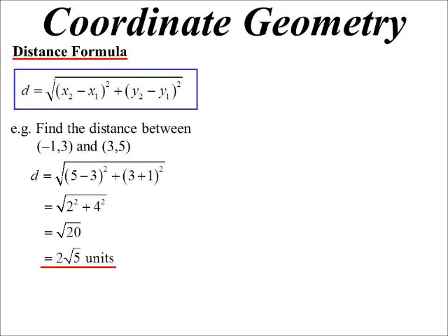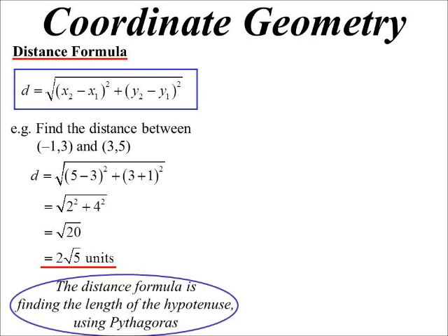I think we'd probably say that when we get to the slope formula, because that one it does matter that you have them in the same order. So there we go, 2 root 5 units. So as I say, basically it's Pythagoras' theorem.